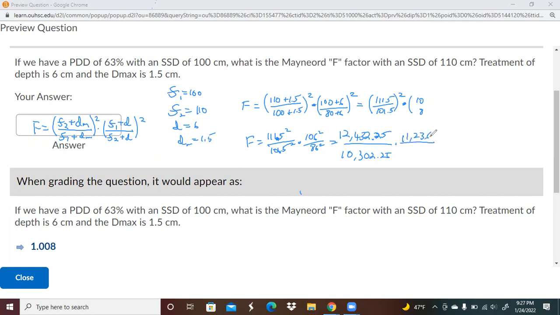And then on the bottom there, it should be 86 squared, 7396. And if you go through and do the multiplication and division here, it's 12,432.25 divided by 10,302.25 times 11,236 divided by 7396.